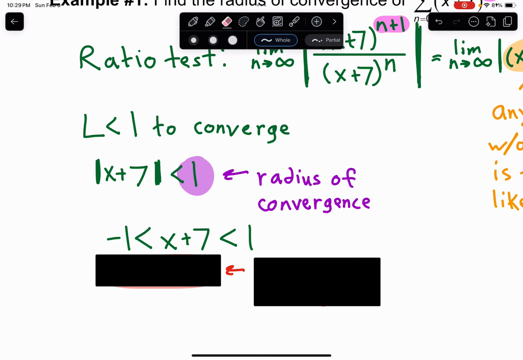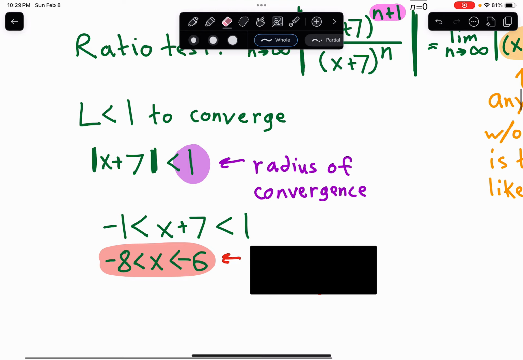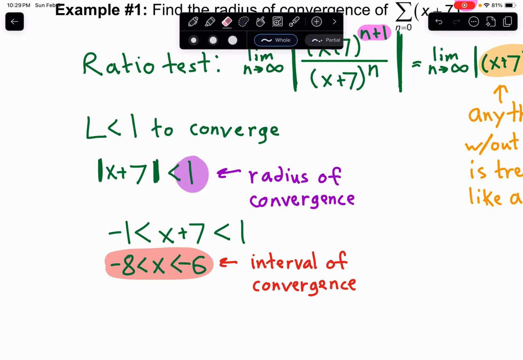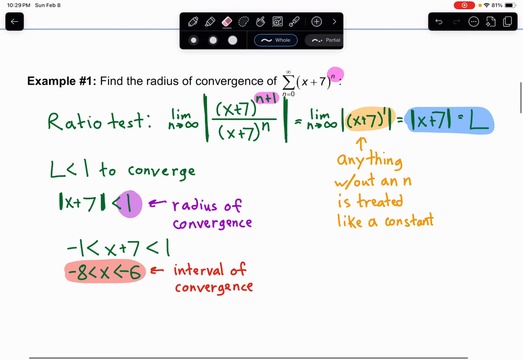This is an absolute value inequality. Let's go ahead and rewrite it. -1 less than x plus 7 less than 1. Subtract 7 on both sides, and so I get -8 to -6 as my interval of convergence. Okay, let's do another one.